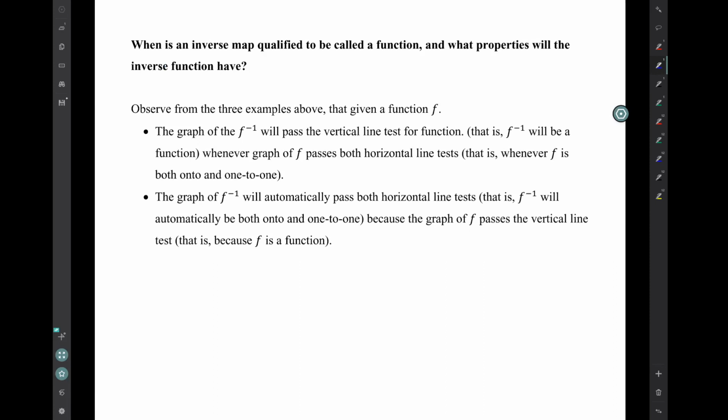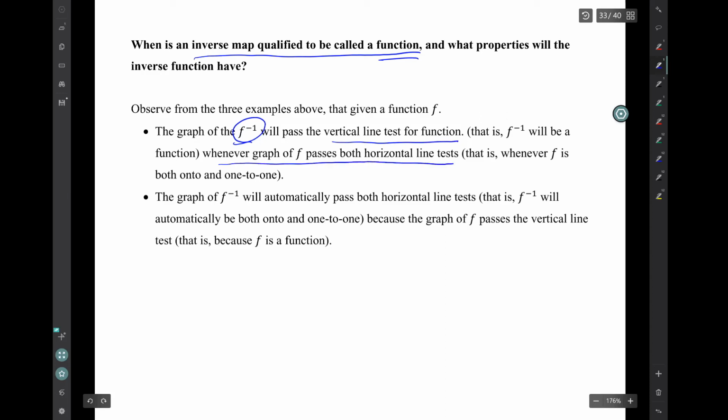Well, so the question is, when is an inverse map qualified to be called a function, and what properties will the inverse function have? Well, the idea is the graph of f inverse will pass the vertical line test for a function whenever the graph of f passes both horizontal line tests. That is, whenever f is both surjective and injective. Now, the graph of f inverse will automatically pass the horizontal line tests.